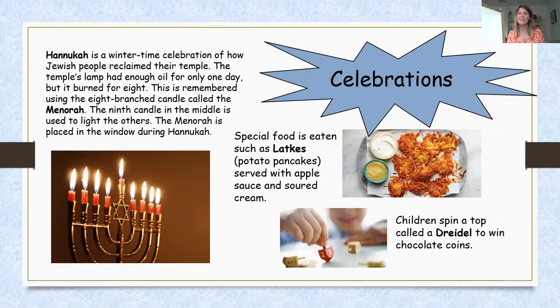days. And this is remembered by using this 8-branched candle called the menorah. And there is a 9th candle in the middle of the menorah, which is used to light all of the other candles over Hanukkah. And Jewish people would put their menorahs in their windows during Hanukkah to celebrate that festival for them. Now, they would also be going to their special place of worship and meeting up with lots of people.